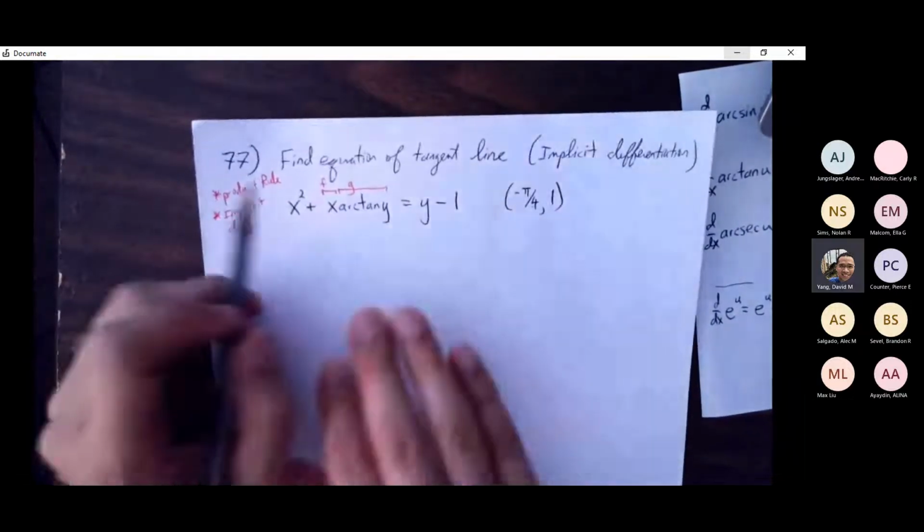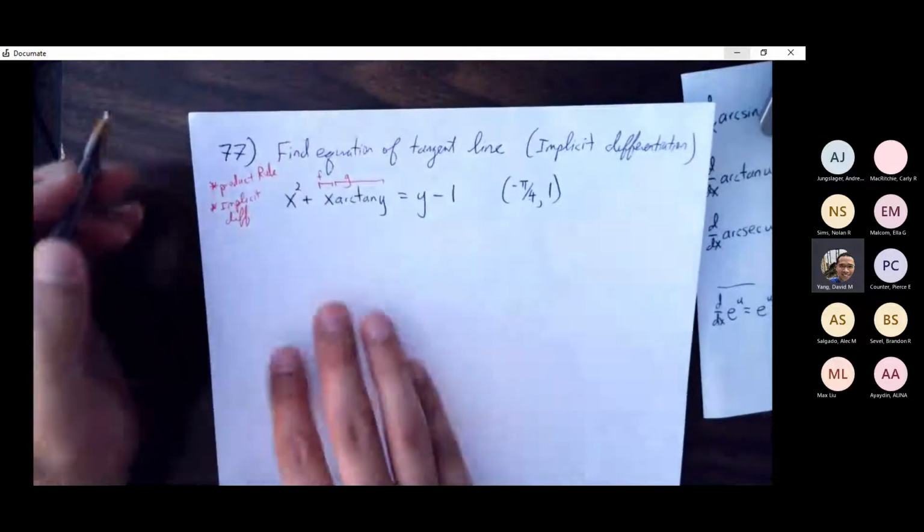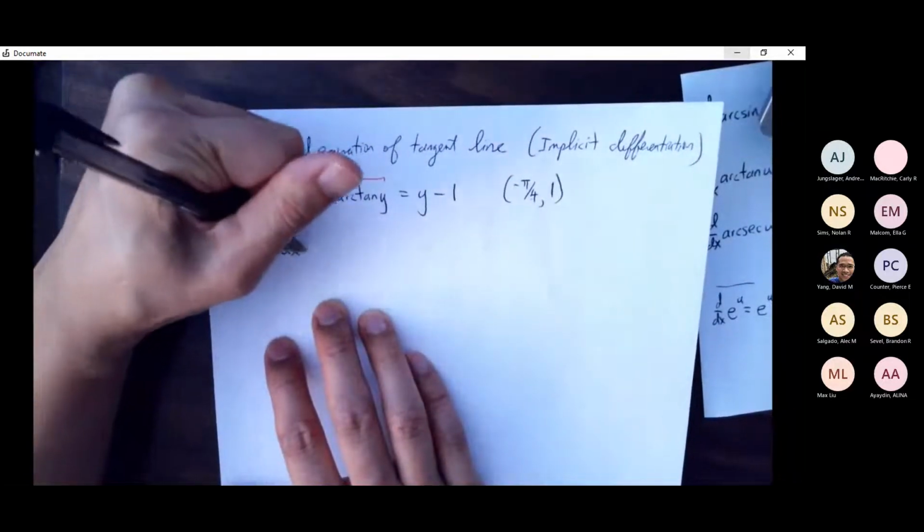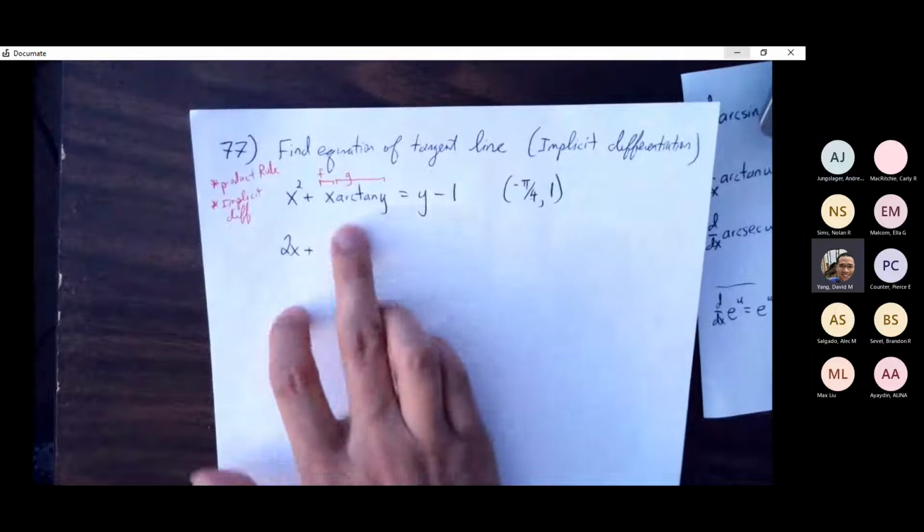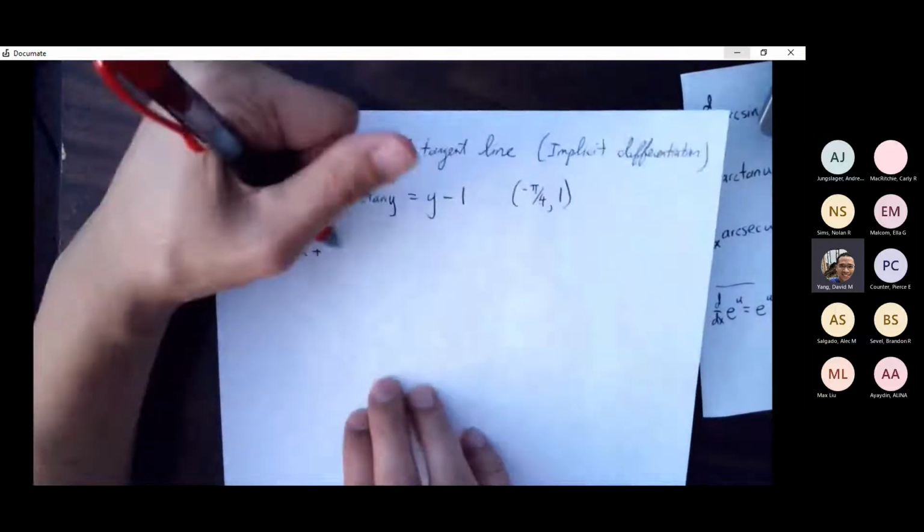Okay, so let's jump into the derivative. The x squared is just by itself. That's easy. That's just 2x. Okay. Then we start our product rule process here.